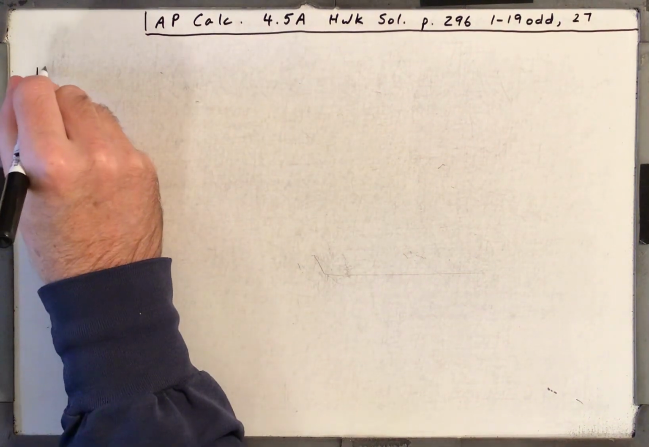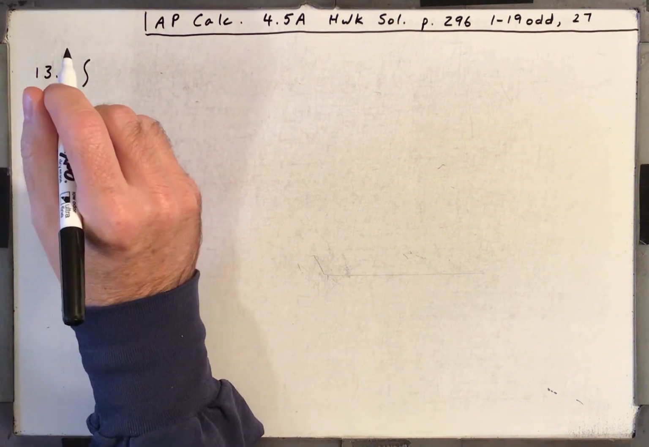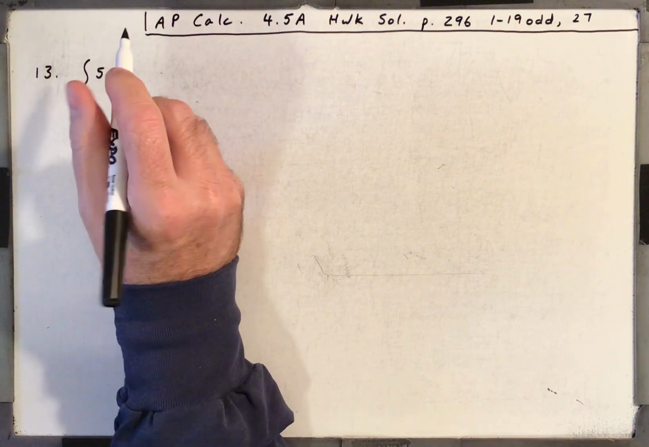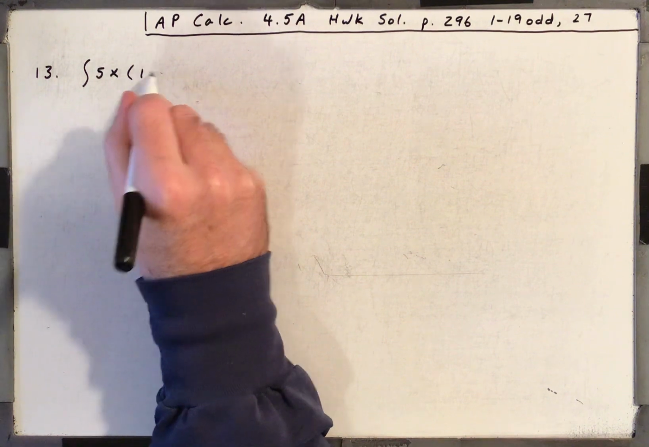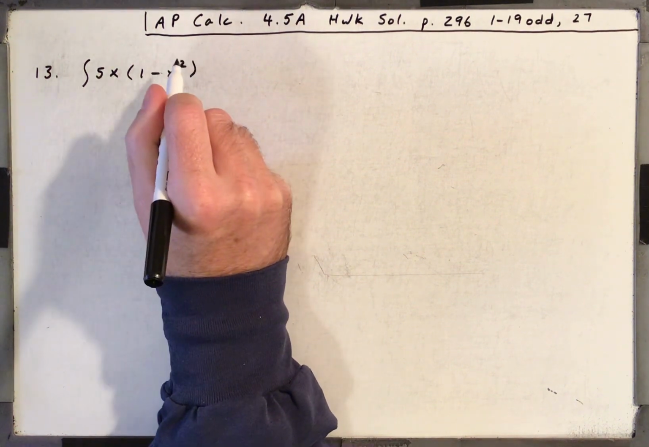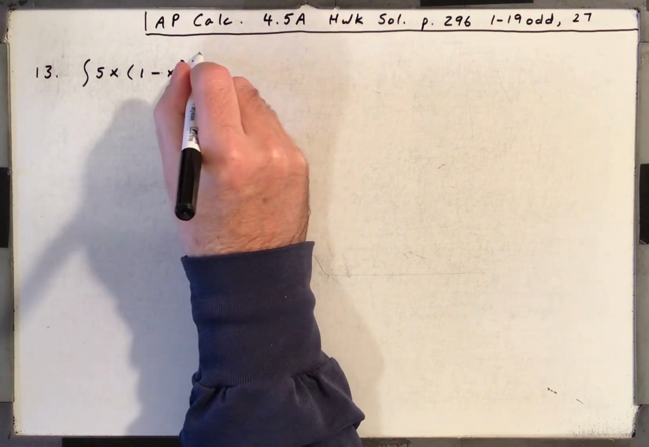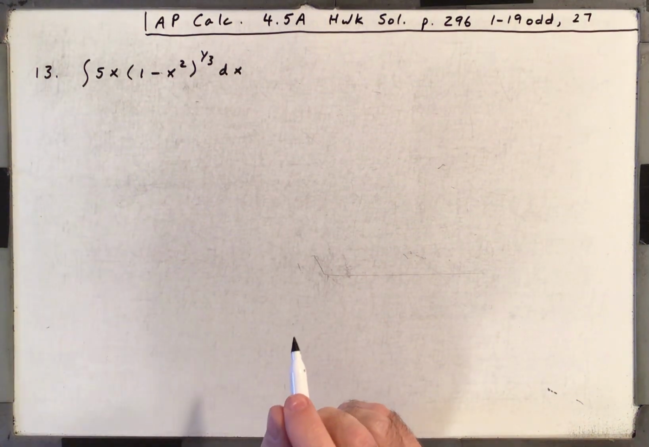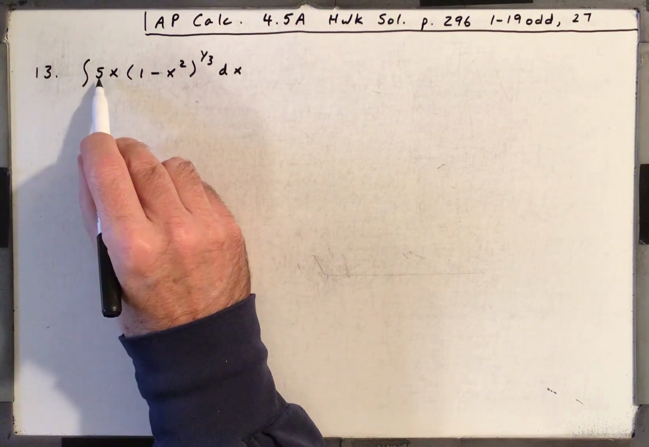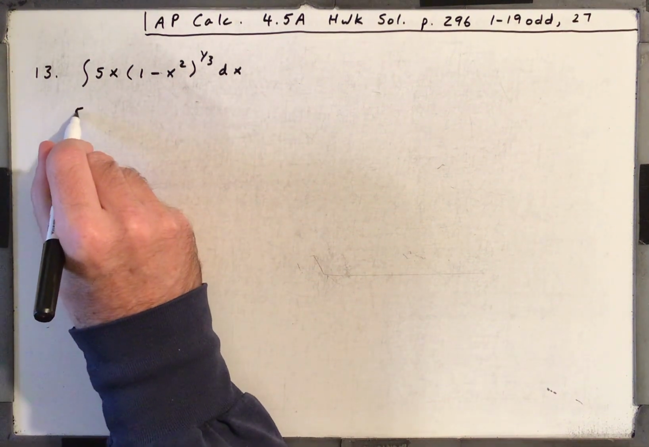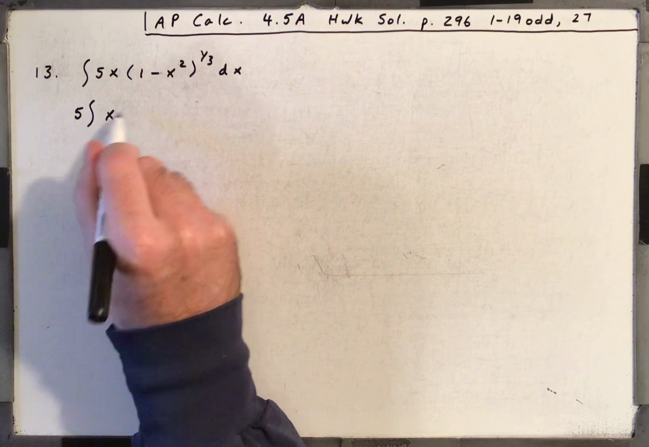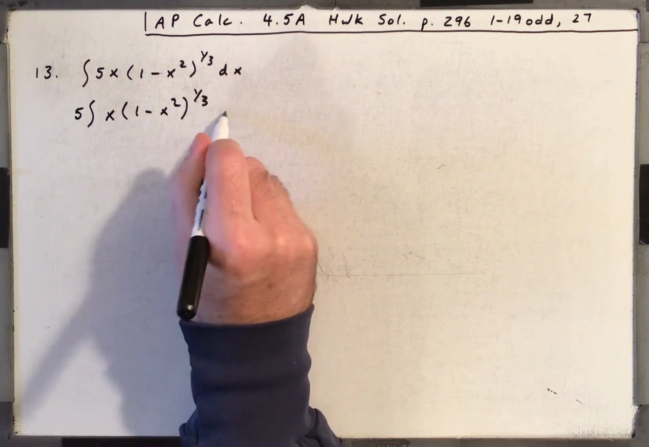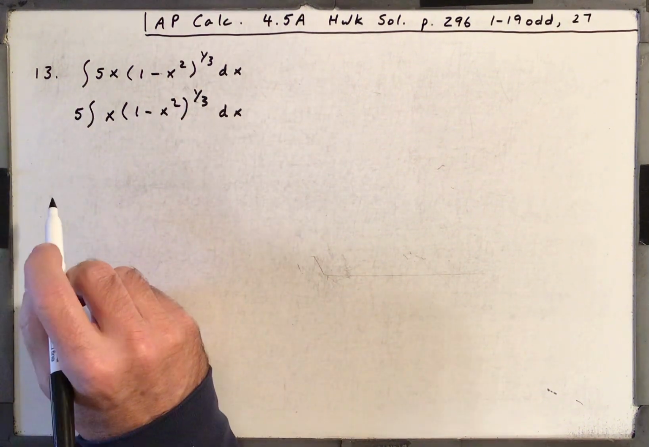Let's look at 13. So now we're getting to where I think we're going to have to adjust some of these. We have 5x times 1 minus x squared to the 1/3 power dx. All right, so it's probably easier to rewrite this with that 5 out front. So I'm going to go ahead and do that. You can pull that constant out front.